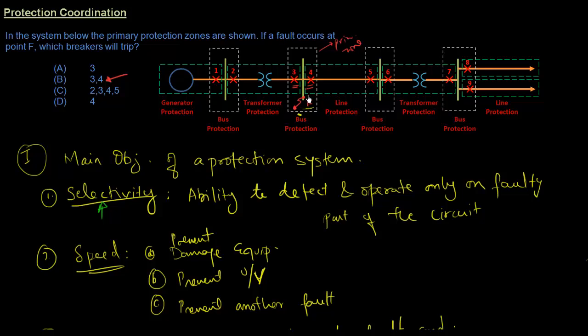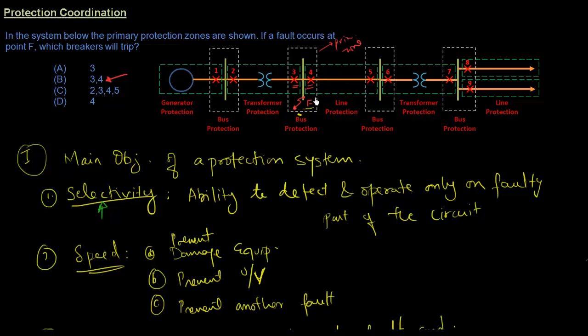Coming back to the concept of primary zone versus secondary zone. If this is the primary zone, we haven't marked the secondary zones here, but let's just think about what the secondary zones would be. If breaker 3, for example, fails to operate, you would want breaker 2 to open up. So for a fault here, I would imagine breakers 2 and 5 to be part of the secondary zone scheme. If either 3 or 4 or both of them fail to open, then either 2 or 5 or both of them should open in that case to isolate this fault.